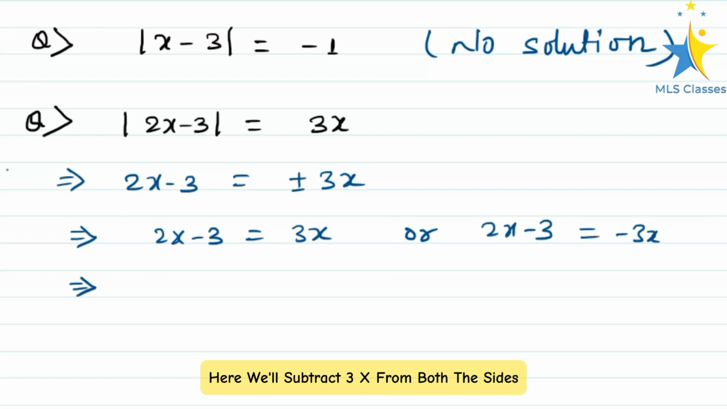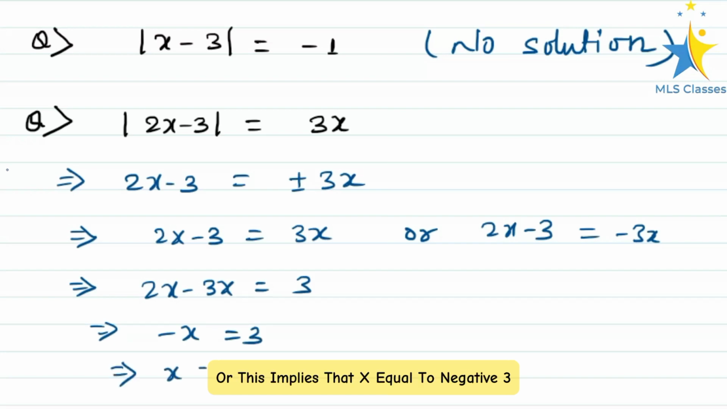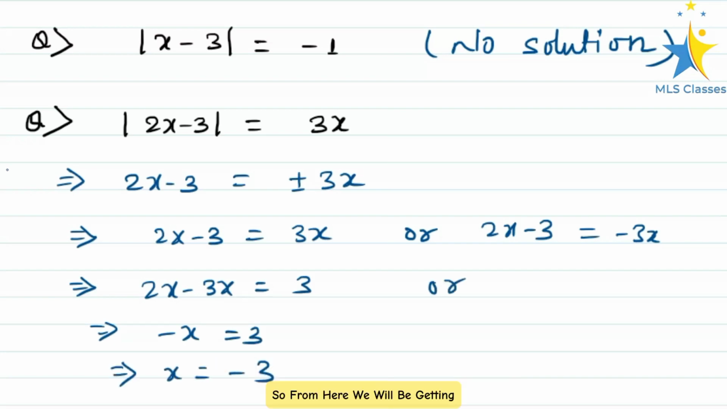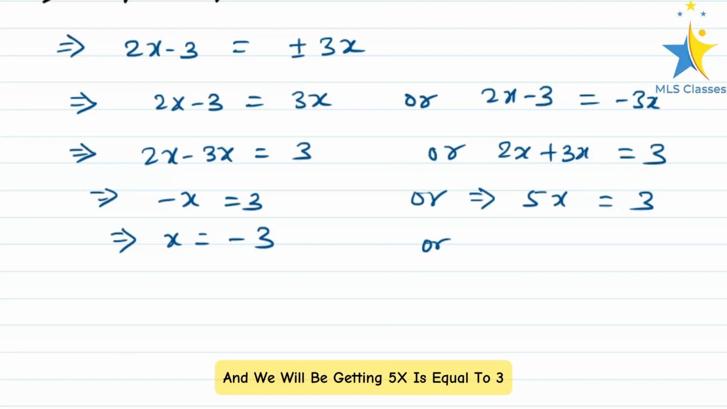Here we will subtract 3x from both sides and add 3 on both sides. So we will get 2x minus 3x is equal to 3. So we are getting negative x equal to 3, which implies that x equal to negative 3. From the other equation, we will add 3 on both sides and add 3x also. So we will get 2x plus 3x equal to 3. This implies that 5x equal to 3. So x will be equal to 3 over 5.